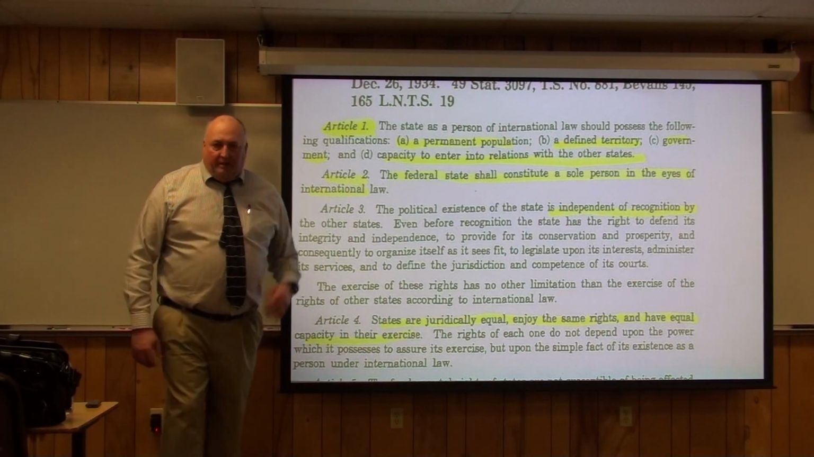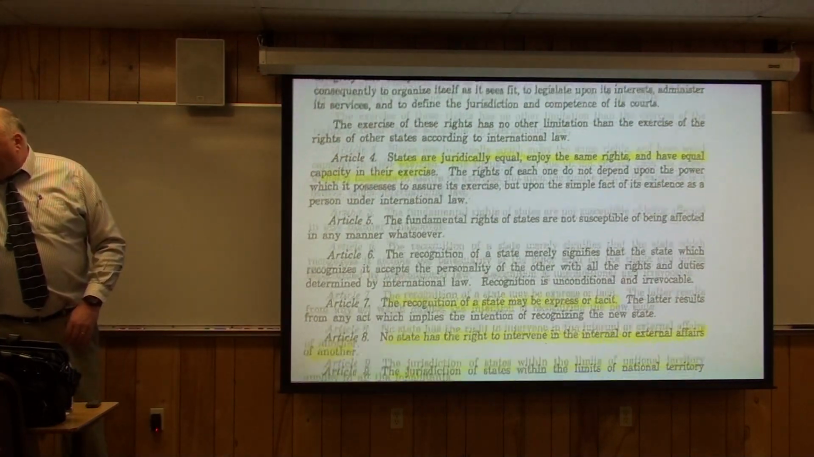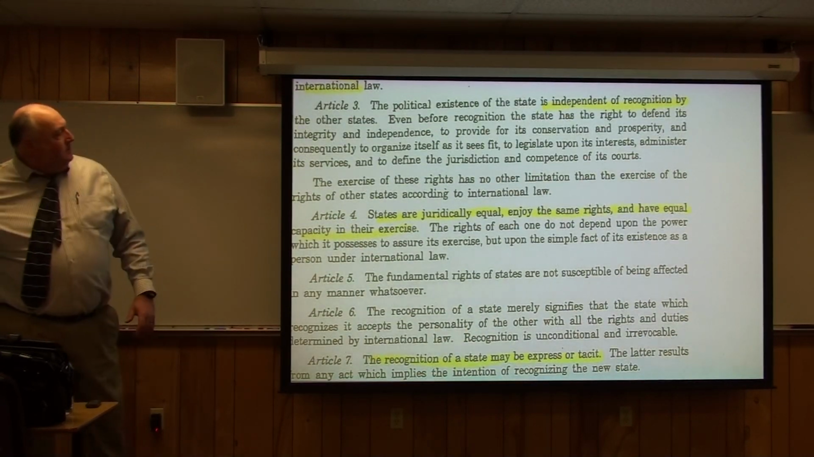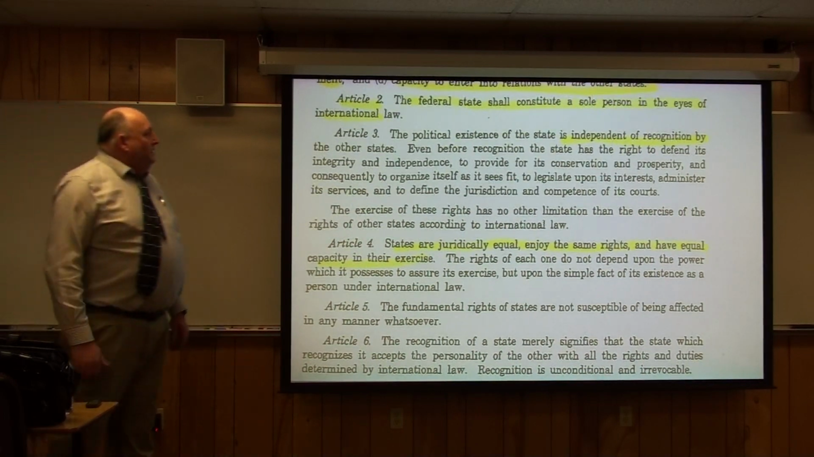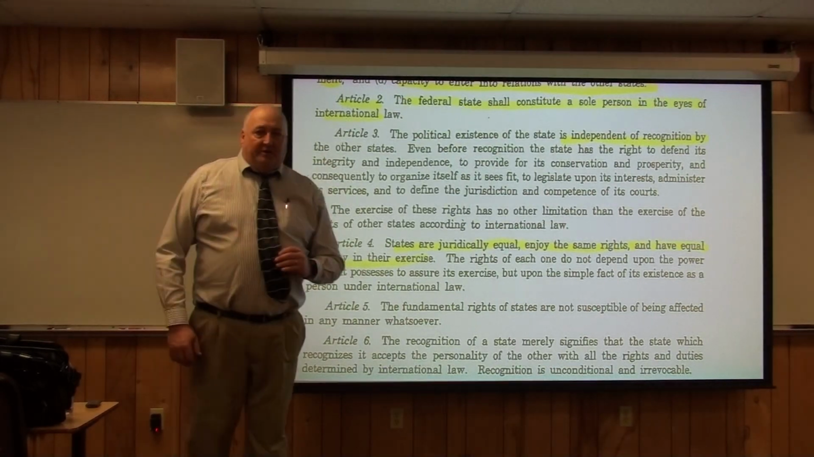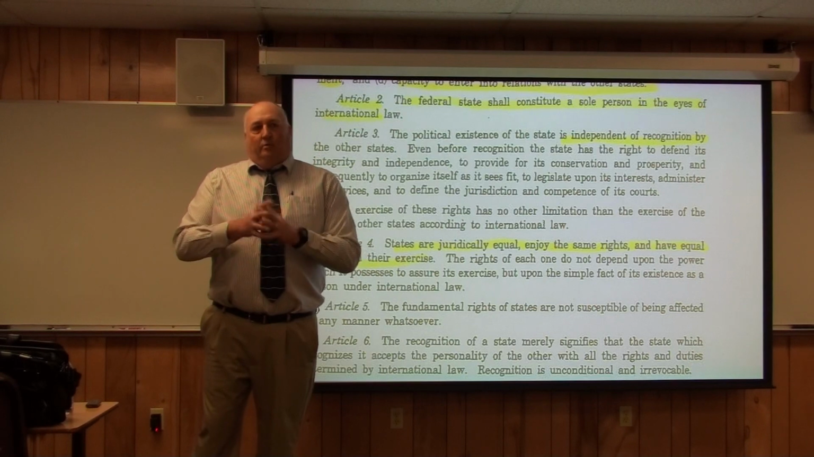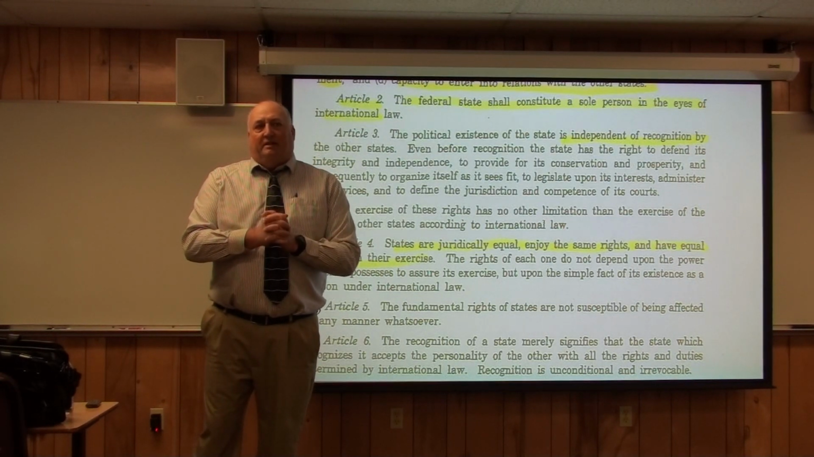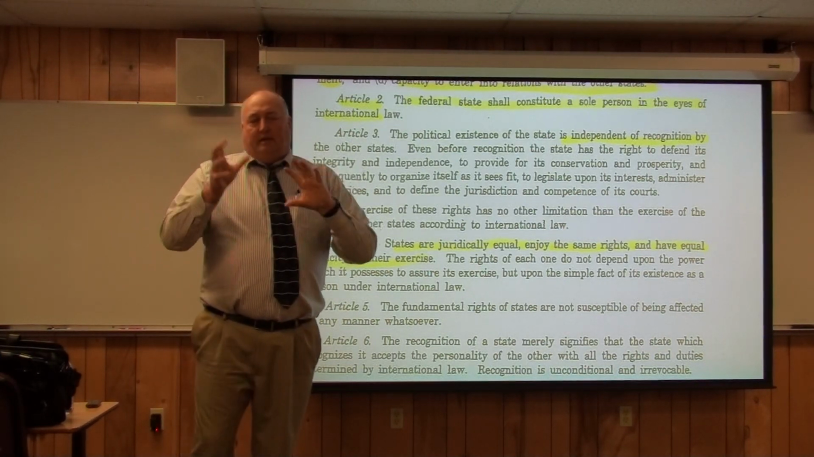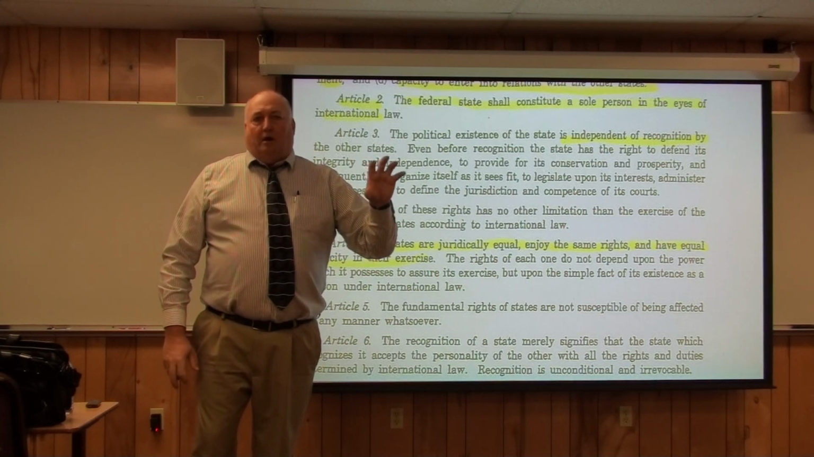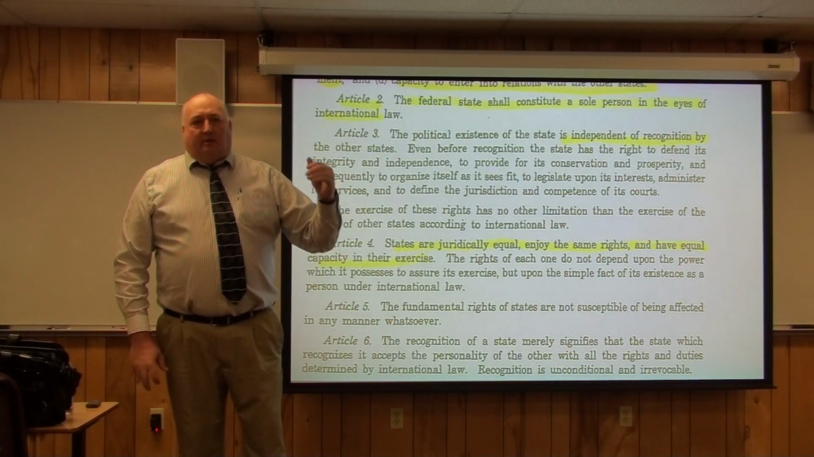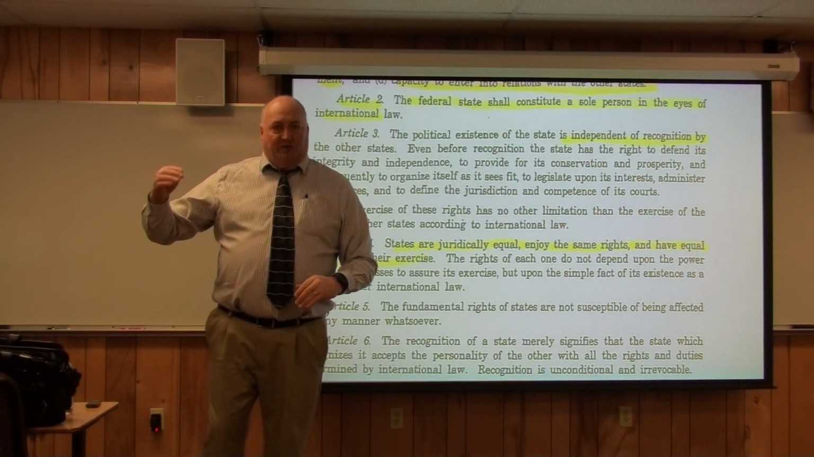Okay, Article 3. We get into some of the other provisions. The political existence of the state is independent of recognition by other states. Now, what this basically is referring to, and this is a gray area of law, is that there are two ways that a state can be recognized. There are two components to it. The first is what we call recognition by law. That is called de jure recognition. De jure means law, and then there's de facto, which means of the fact.